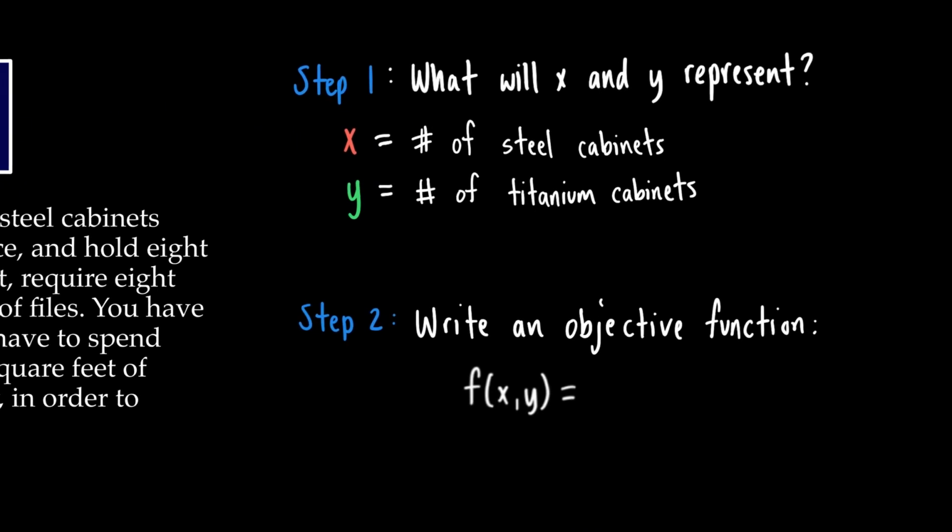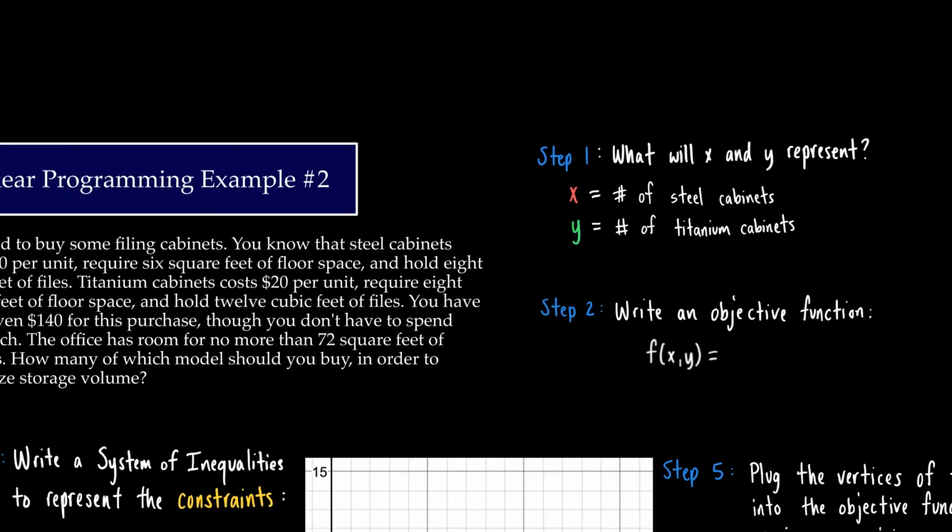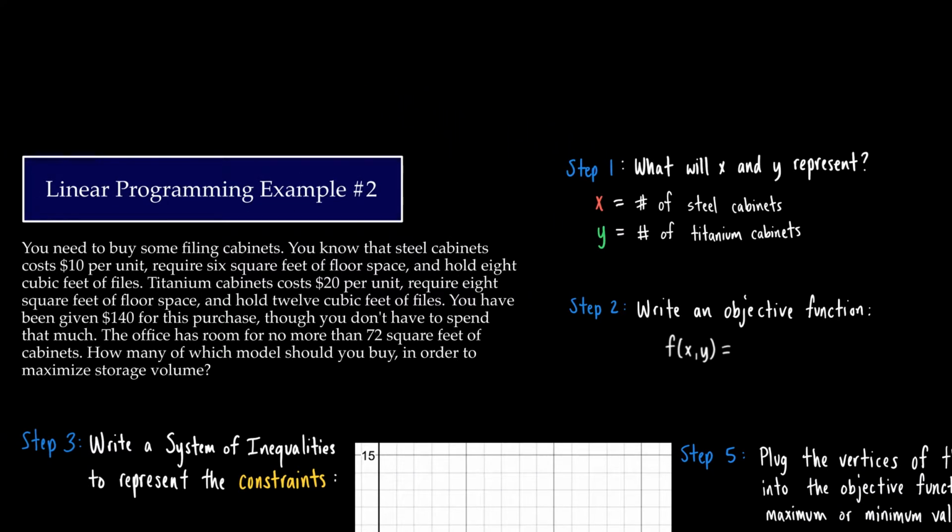The next step is to write an objective function, where we decide how much money we're going to make based off of these variables. So if X stands for the number of steel cabinets and Y stands for the number of titanium cabinets, how much money are we going to make? Well, no, it's actually not how much money we're going to make. I apologize. The question was, how many should we buy in order to maximize storage volume? So this is not a question of maximizing money. It's a question of maximizing storage volume. And we're willing to spend a certain amount of money, up to $140.